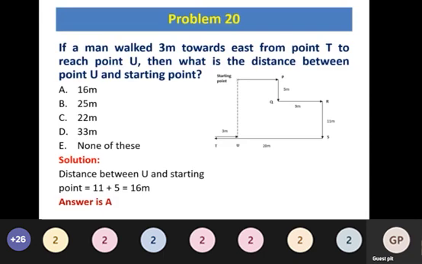The options are A 16 meters, B 25 meters, C 22 meters, D 33 meters, and E none of these. So let us see, we can write the solution. If we carefully watch the diagram, the distance between U and starting point is 11 plus 5, which is equal to 16 meters. The option is A.